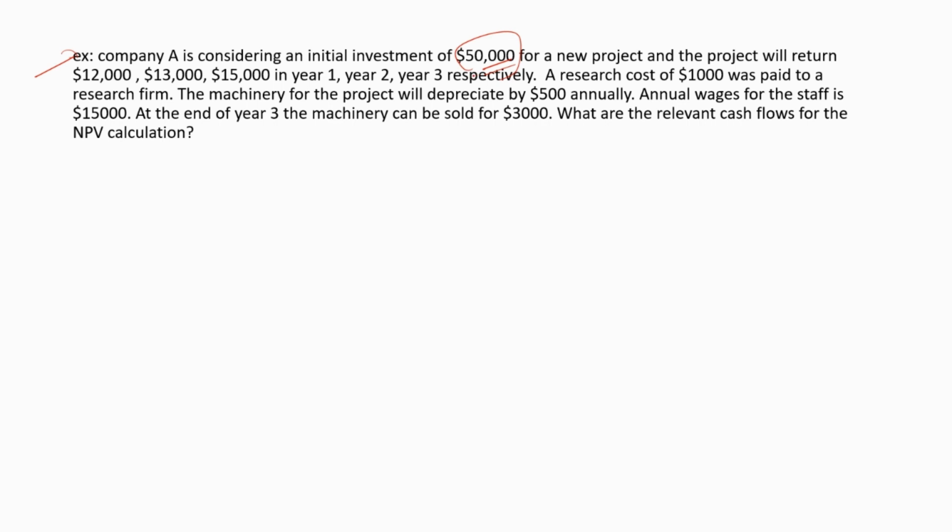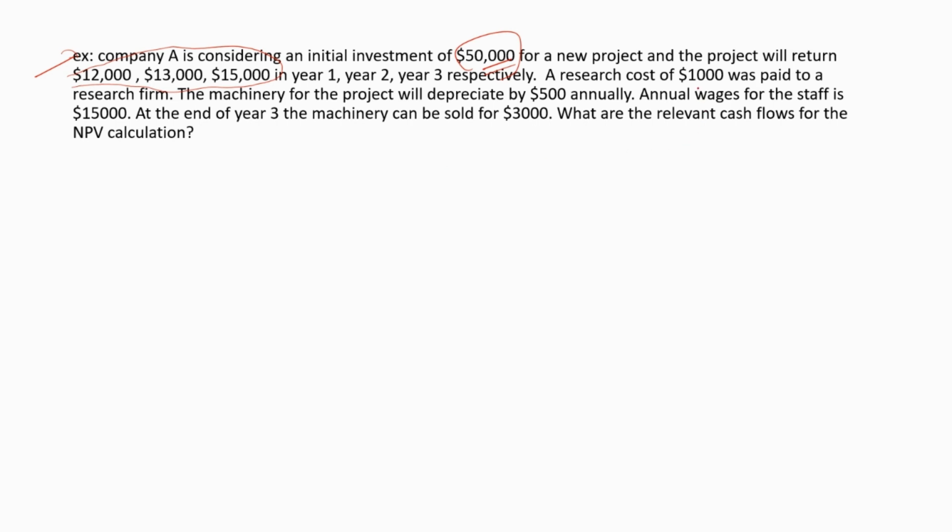And they have given the return for year 1, 2 and 3. All these cash flows are relevant because these are future incremental cash flows, which means if the company decides to invest in the new project, these cash flows will be raised. So these cash flows will be considered under NPV calculation.